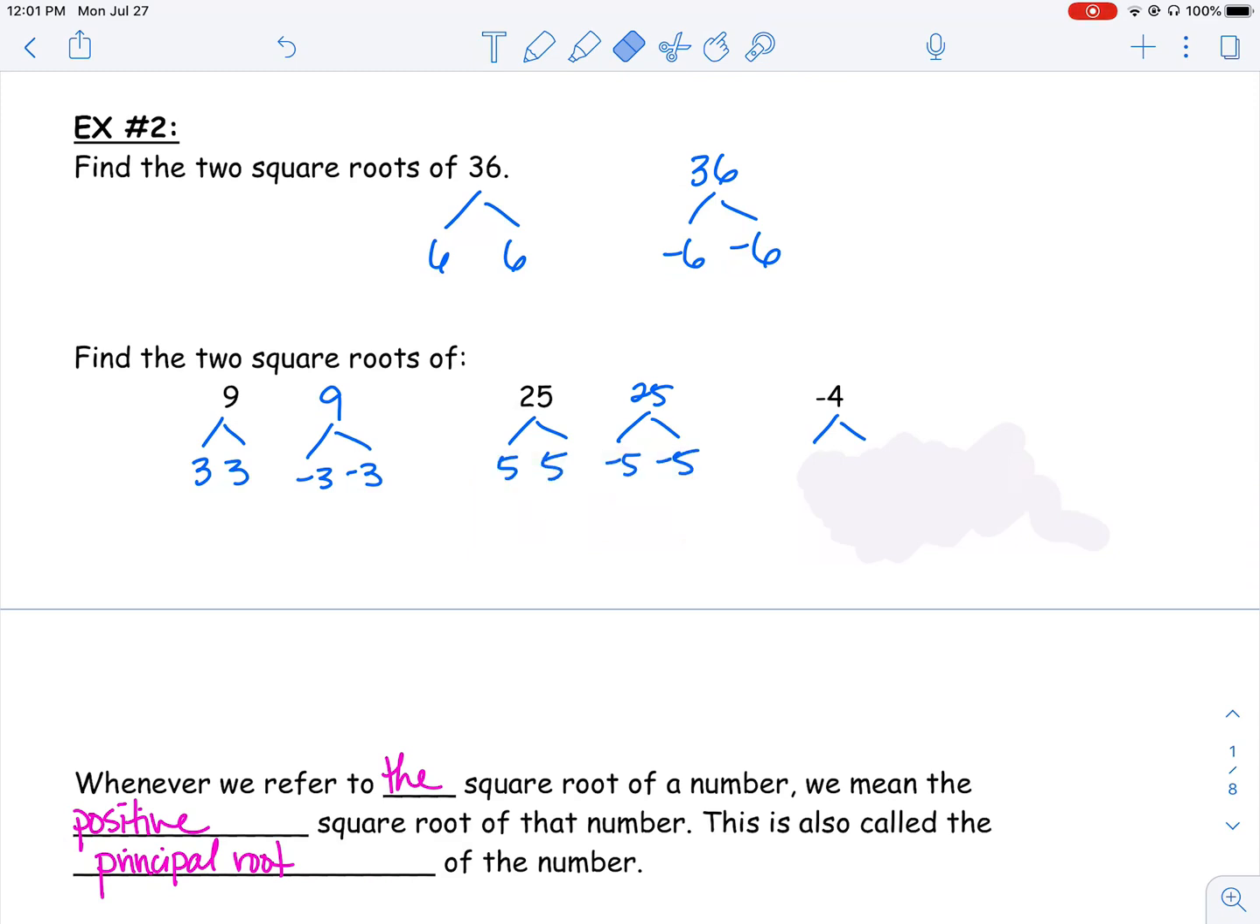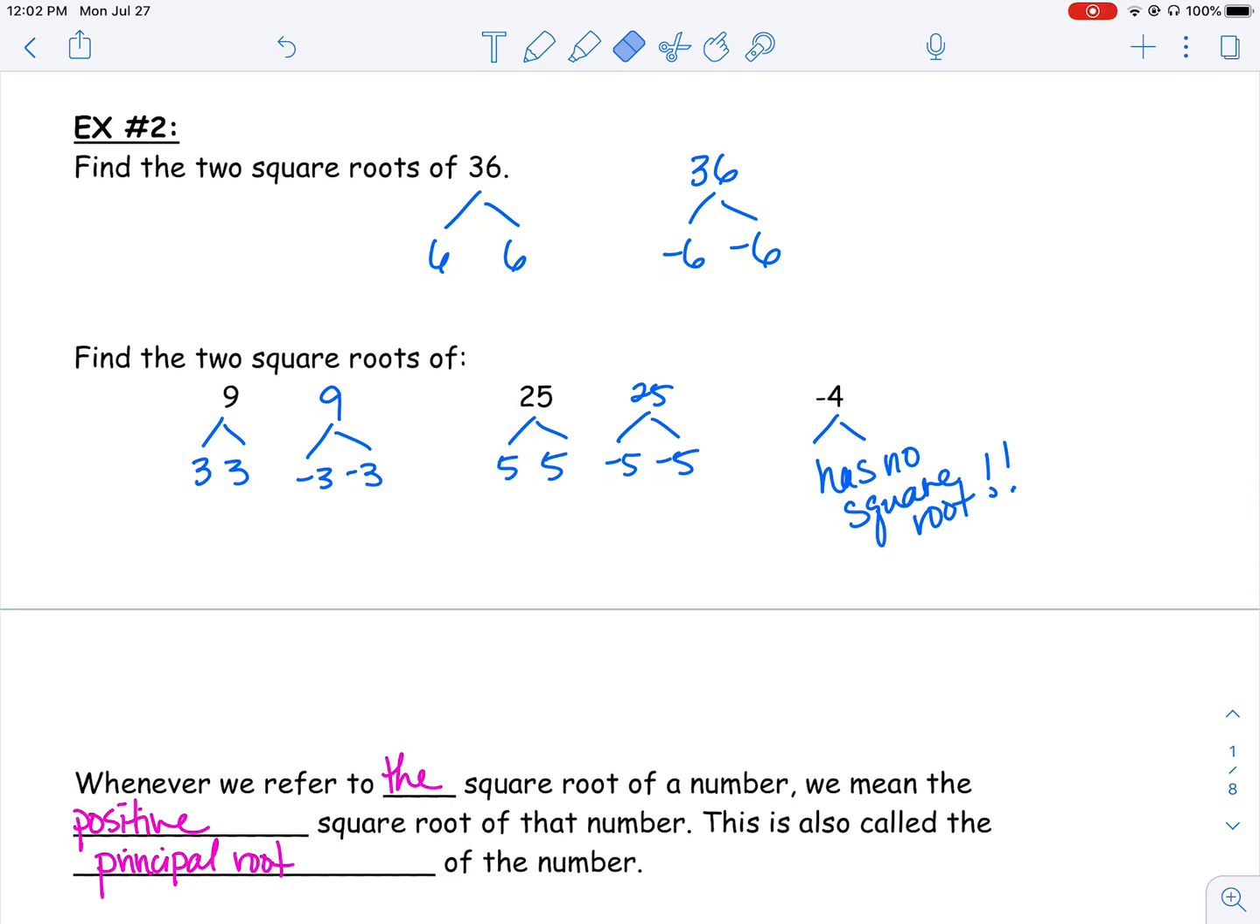So what about the two square roots of -4? What number, the same number, multiplied twice gives you -4? Remember, we can't have a negative square root. There is no number multiplied twice by itself to give you a negative number. So this one has no square roots. But 9 does, it has two different ones, and 25 does, +5 and -5.